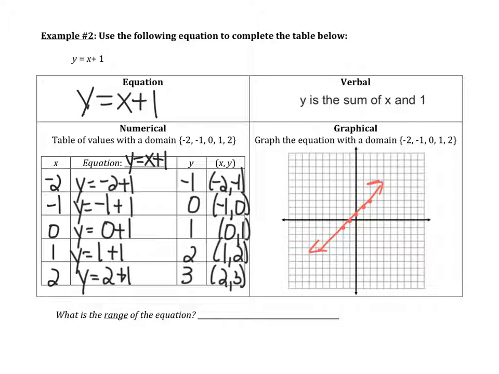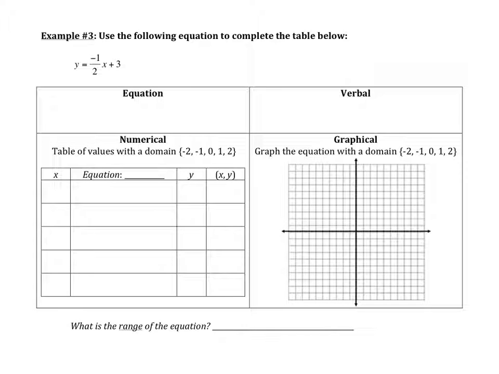The last question is, what is the range of the equation? So remember, range are your y values, which we were given right here when we did the numerical part of the rule of 4 table. So I'm just going to list those 5 numbers, and remember, it's a set of numbers, so I'm going to use the braces. So I have -1, 0, 1, 2, and 3.